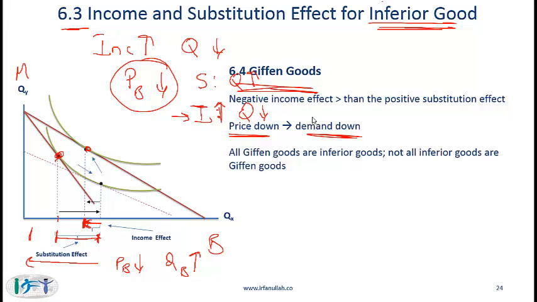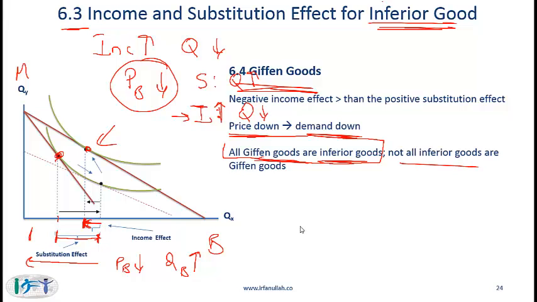So notice that a Giffen good has to be an inferior good because we have to have a negative income effect. In other words, all Giffen goods are inferior goods, but not all inferior goods are Giffen goods. In the example that I gave here originally, the income effect was negative, but not negative enough to overshadow the substitution effect. So our original item was an inferior good, but not a Giffen good.